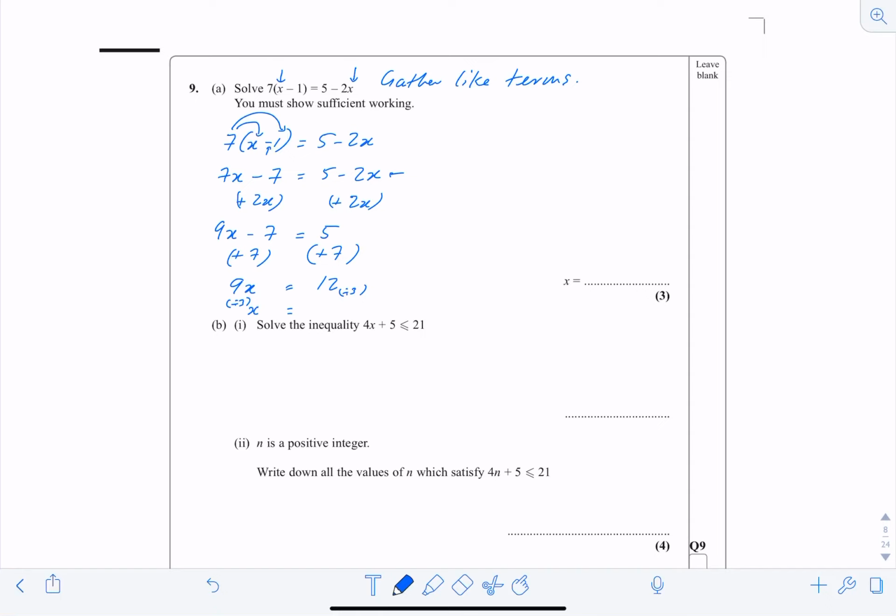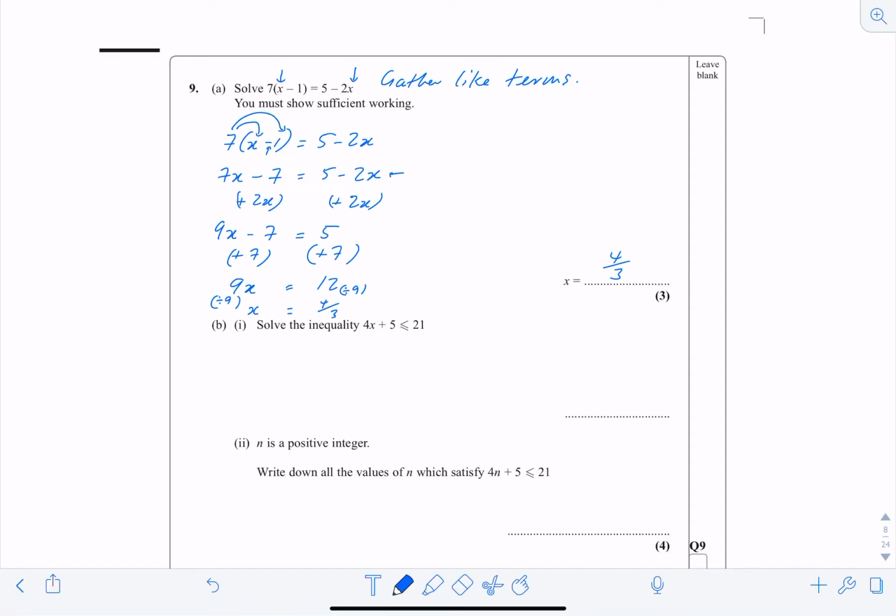No, why am I dividing by 3? Why would anybody divide by 3? Look, the coefficient of x is 9. Oh my goodness. So divide by 9 instead. Much better idea. Right, so divide by 9. 12 divided by 9 is 4 over 3. So x equals 4 over 3.